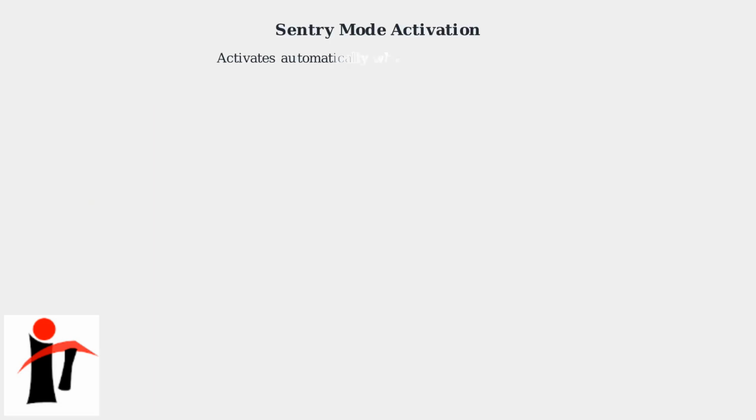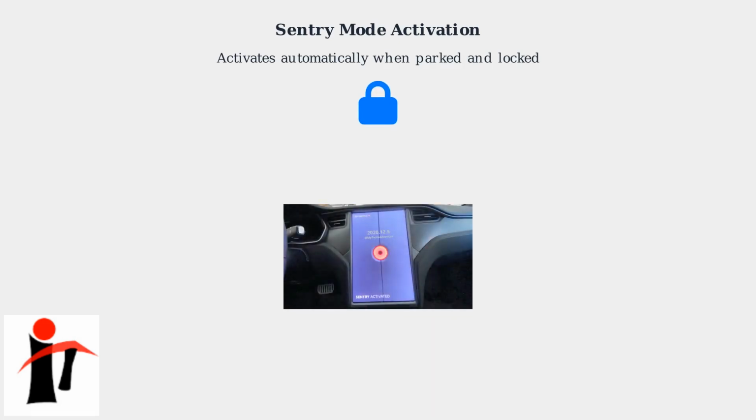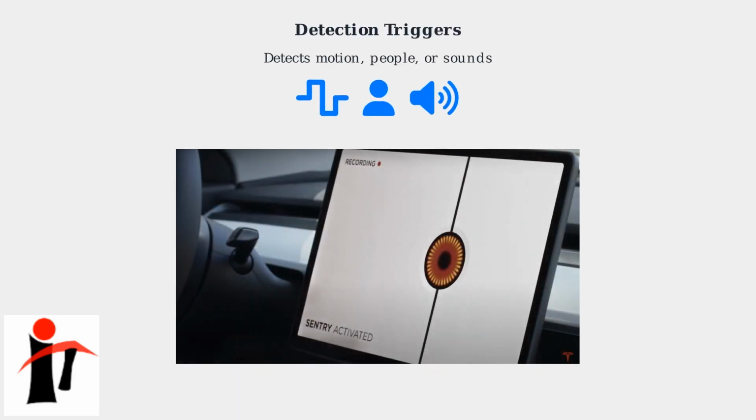Sentry mode activates automatically when your Tesla is parked and locked. After 5 to 10 minutes of inactivity, the system engages to protect your vehicle. If Sentry mode detects motion, people approaching the vehicle, or unusual sounds, it immediately starts recording video from the external cameras. This provides security footage for any potential incidents.